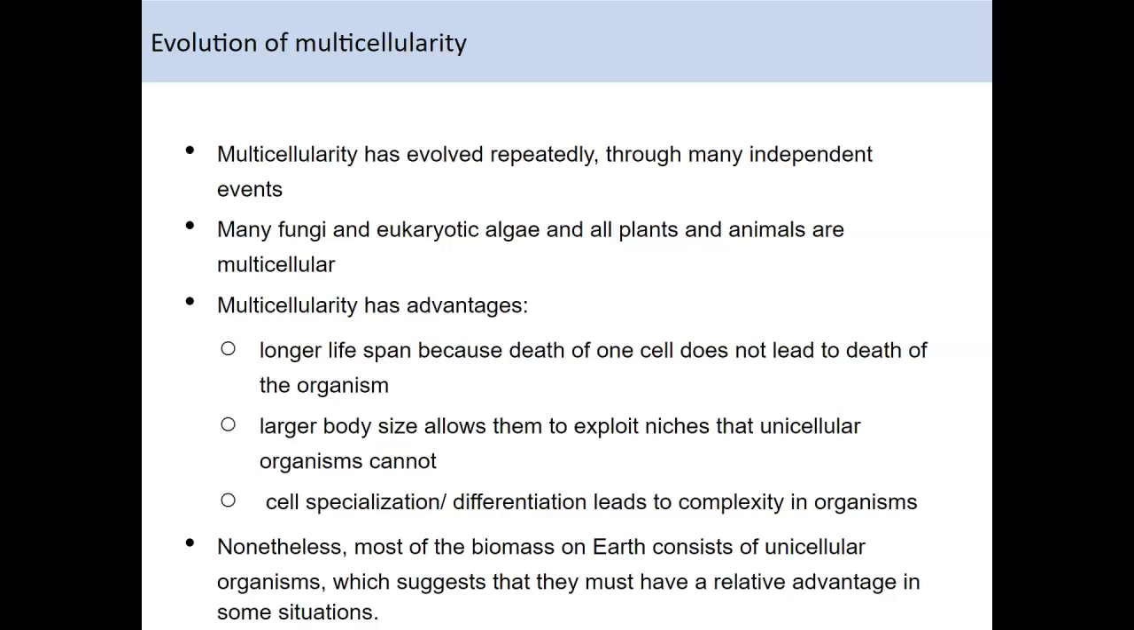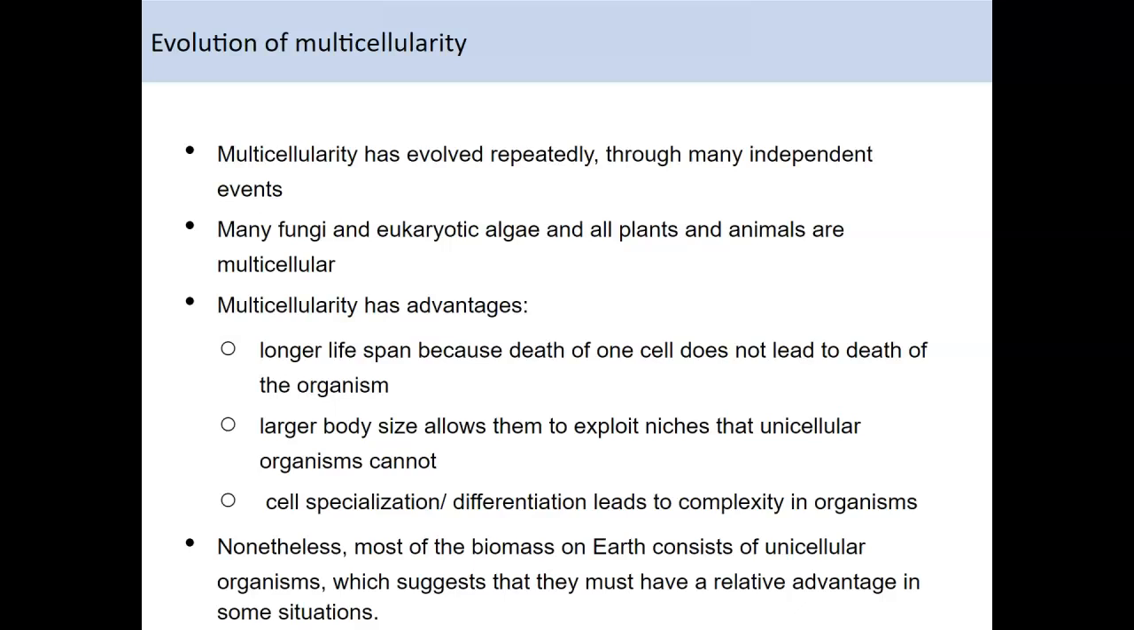So remember, a niche is like a little area or space, a micro environment, for example, that is occupied by a species. It's more than just their habitat. It's the resources that they use, the ecological role that they play within their particular ecosystem. And so these types of niches would be different for multicellular and unicellular organisms. Multicellular organisms also have what's called cell specialization or differentiation. This means that they have specialized cells that do specialized functions for them, which leads to complexity in multicellular organisms that wouldn't be present in unicellular organisms.